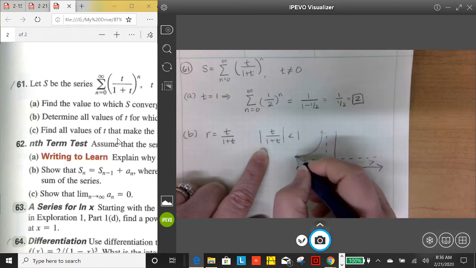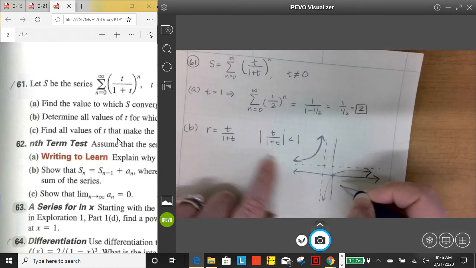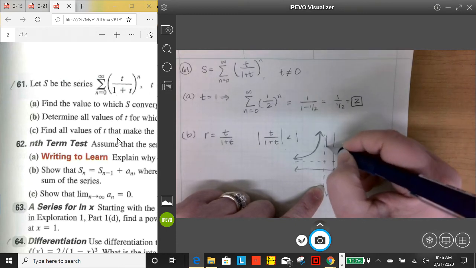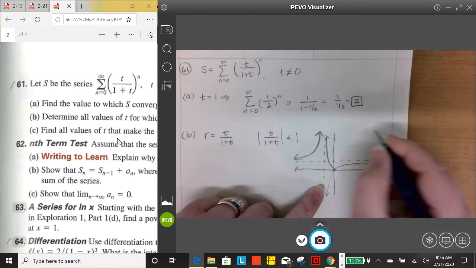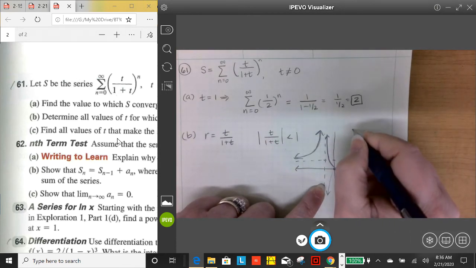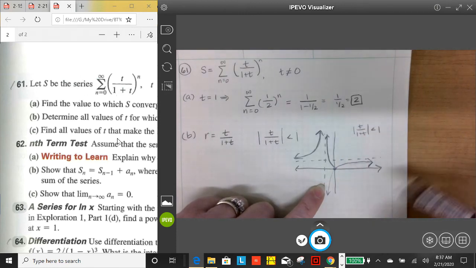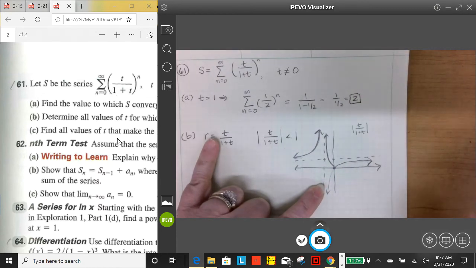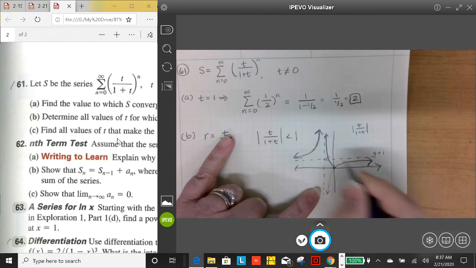So what am I going to do? I'm going to say, okay, well, this part is certainly going to work. And then this part works because it's already positive. And so I have to take the negative part and make it positive. So there we go. It looks a little squirrely, but this is the graph in the dark pencil of the absolute value of t over 1 plus t. Now I have to figure out when it's less than 1. Well, this is y equals 1, so right here is an important point to me.